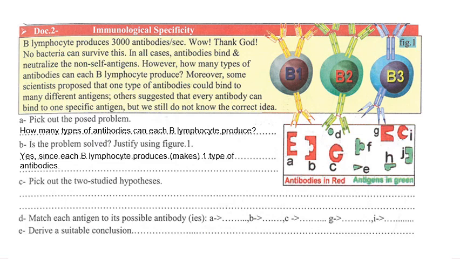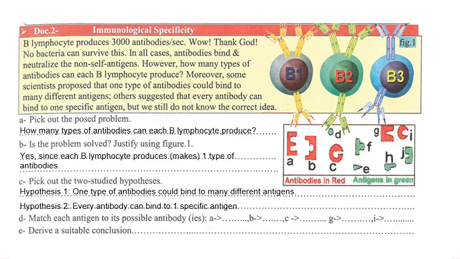Pick out the two studied hypotheses from the text. Hypothesis 1: one type of antibodies could bind to many different antigens. Hypothesis 2: every antibody can bind to one specific antigen. Match each antigen to its possible antibody. Look at antibody A. What is the antigen here? Here it is J, if you see. J can bind to antibody A.